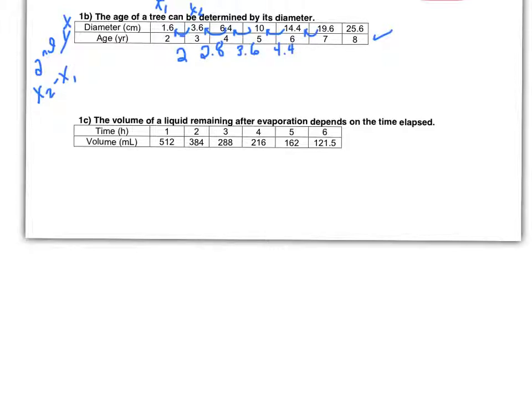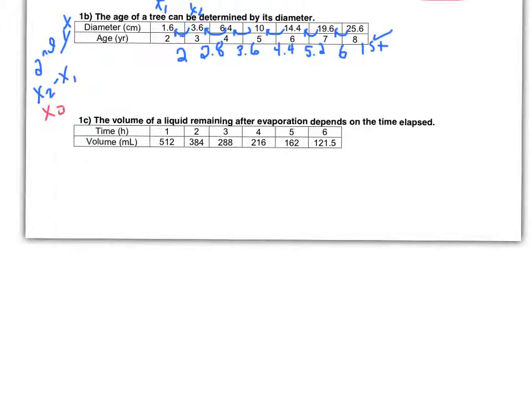19.6 minus 14.4 is 5.2. And the last one, 25.6 minus 19.6 is 6. All right, so obviously we didn't get the same number the first time, but we're going to try it one more time and figure out the second differences.